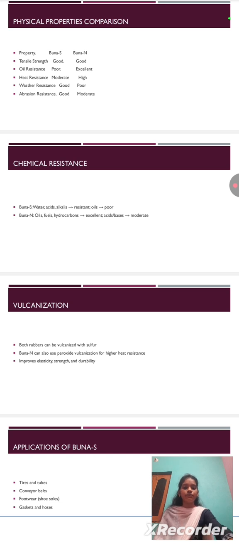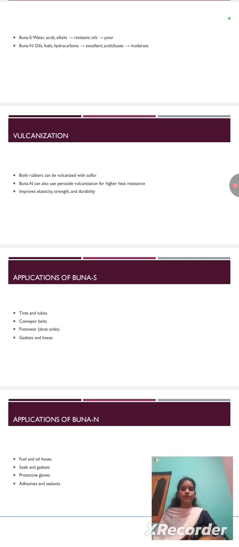And next we have to know the limitations of Buna-S and Buna-N. In Buna-S, poor oil or fuel resistance. In Buna-N, poor weathering and ozone resistance, slightly higher cost than natural rubber, not biodegradable.